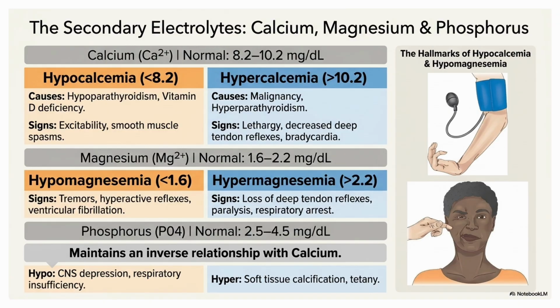Let's look at other electrolytes such as calcium, magnesium, phosphorus. Calcium, remember, calcium calms. When you have too much calcium, you are too calm, you are in a coma. When you have too little calcium, you're going to be the opposite. You're not going to be calm, so you're going to be hyperactive. With hypocalcemia, too low calcium, the signs are excitability and smooth muscle spasms. With hypercalcemia, too much calcium, then you're too calm: lethargy, decreased deep tendon reflexes, bradycardia, you're breathing slow. Eventually, you can end up with a coma.